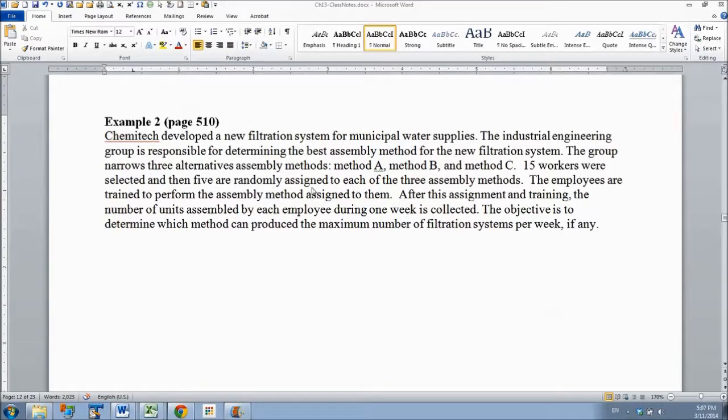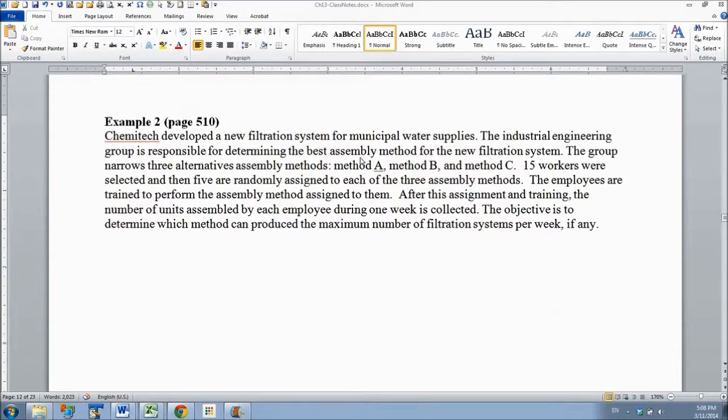The industrial engineering group who was responsible for this task have developed three alternative methods of assembly, method A, B, and C. To test the productivity of these three different methods, they selected 15 workers at random and then in a random fashion assigned 5 workers to method A, 5 to method B, and the balance 5 were assigned to method C.